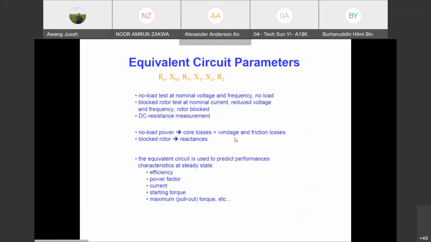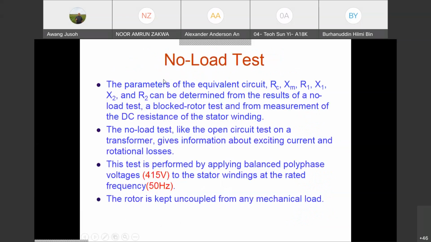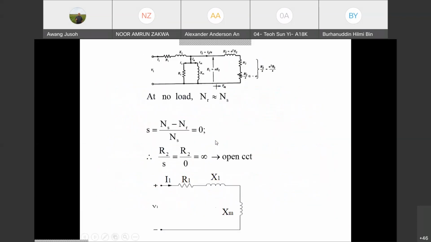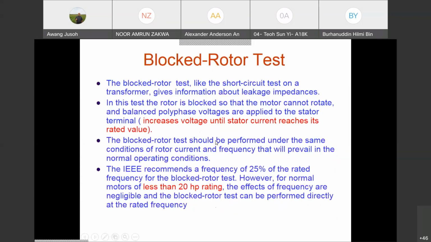First, in order to find the equivalent circuit, we need to do two tests. First, we call it the no-load test, and the second one is the blocked rotor test. So two tests that need to be done. If you buy an induction motor, and the supplier didn't give any data sheet or anything, then you need to do testing. From these two tests, we can work out the components of the induction motor.